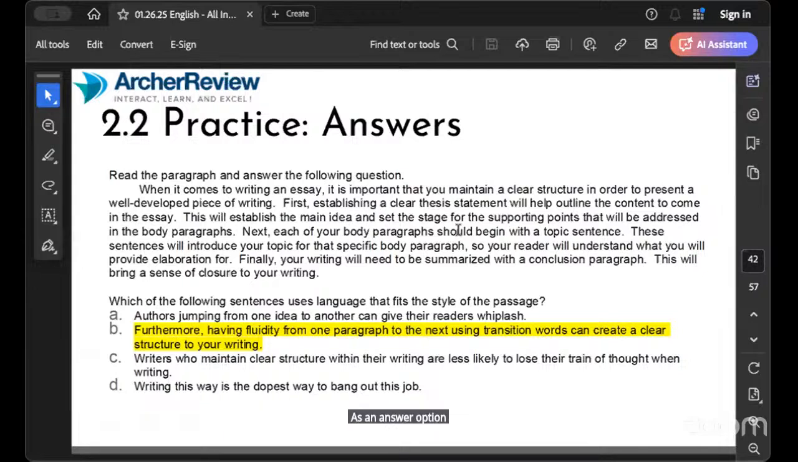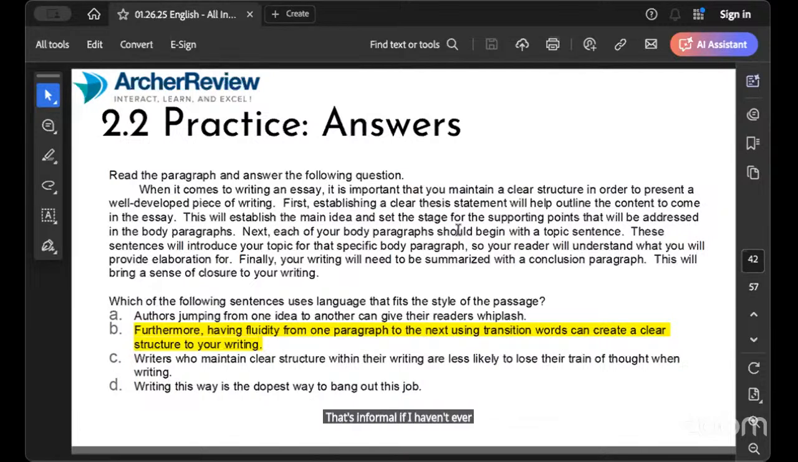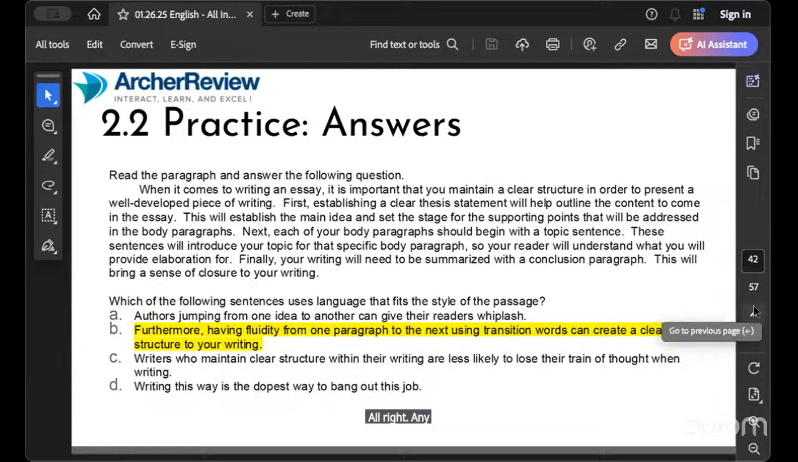Definitely not D because writing this way is the dopest way to bang out this job. That's informal if I haven't ever heard it. Okay. So A, C, and D all in some way or another express informal language. So B is the only one that shows true formal academic tone throughout. All right. Any questions on that one?